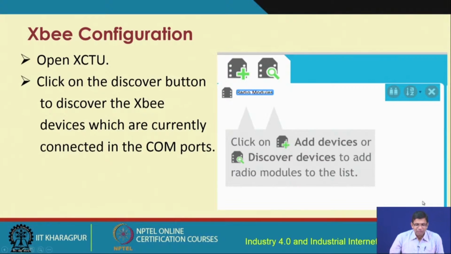For configuration, after you have installed XCTU, you open the XCTU window like this, and then you click on the discover button to discover the XBee. Once you do that, you would be able to add and discover devices. For adding devices, this is the button that you will be using, and for discovering, this is the button that you are going to use. Once you click on it, it has discovered different modules, and this is the module that has been found. There could be many other modules that could be discovered through this discovery process.